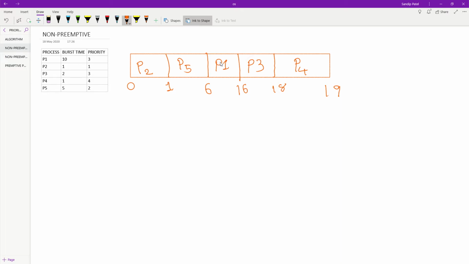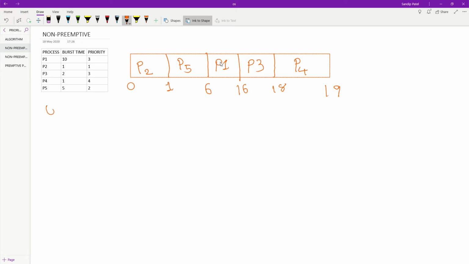So that's a non-preemptive priority schedule. Why is it non-preemptive? Because at 0 millisecond we are entering P2, and P2 has the highest priority, right? But even if another process comes which has higher priority than P2, we are not swapping out P2 because it is non-preemptive. Once the process enters the CPU, it will not leave the CPU until it completes its execution. So that's the non-preemptive approach.